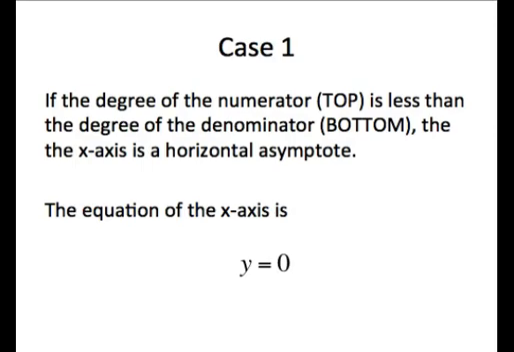So here's our official rule here. If the degree of the numerator is less than the degree of the denominator, the x-axis is a horizontal asymptote, and the equation of the x-axis is y equals 0. Bottom-heavy fractions behave that way.